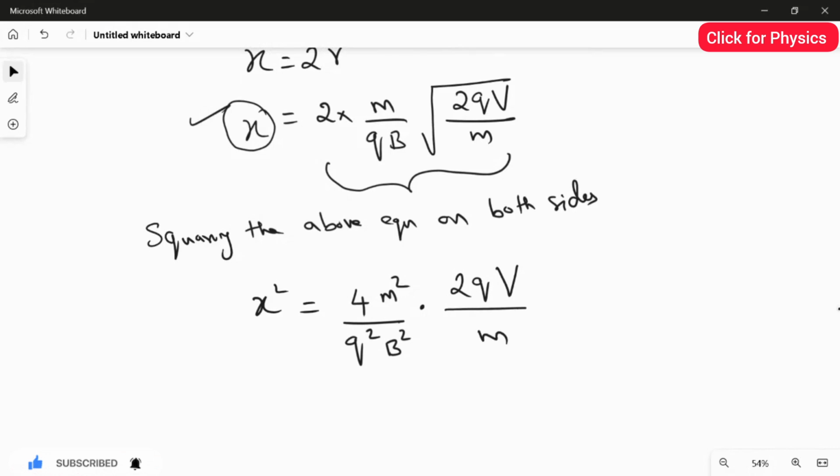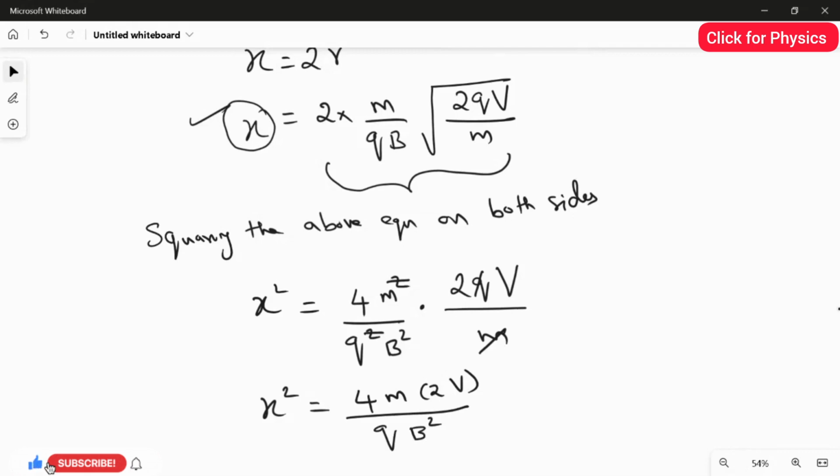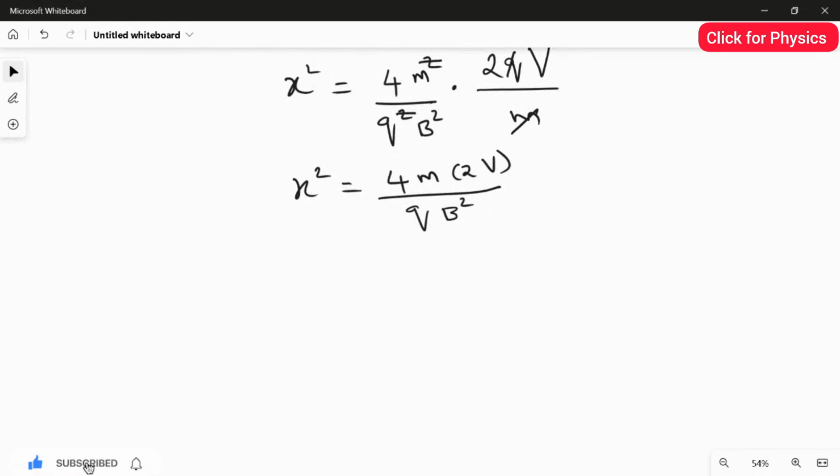So now we can cancel some terms. What are the same terms we have in the top? We can cancel one mass here, and also one charge here. So what is remaining? Therefore x squared is equal to 4m multiplied by 2v divided by qB squared, right? If you simplify this, 4 multiplied by 2, we can write this as 8mv. This is not milli, this is mass, okay? So 8m multiplied by v, the potential, divided by charge multiplied by magnetic field squared.